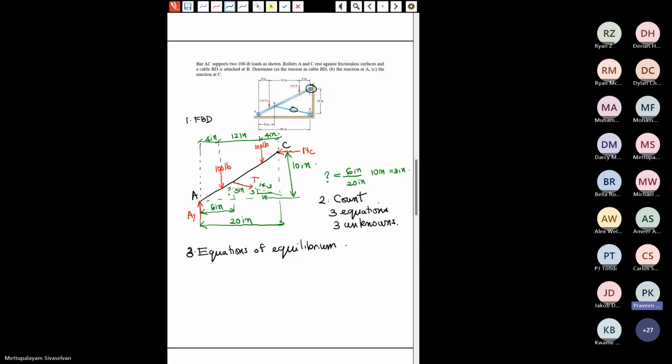Could we do the point where NC and AY intersect? Is that possible? Right. So if I take this intersection point, let's call that O, just to give it a name. You see that if I do the sum of the moments about O, that gets rid of NA and NC, right? And then if I solve this, that'll give me T. Okay.